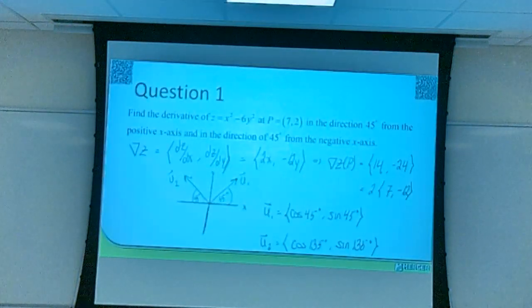So why would we use 135 for U2? Because it has to be measured from the positive x-axis when you do cosine and sine. So it'd be 180 minus the 45, which gives you 135. Right, that's the angle we want. It's the same thing unless you're not given that reference angle. Even if I said 135 degrees from the positive x-axis, you would still write negative cosine 45 and sine 45, using reference angles. They're the same thing.